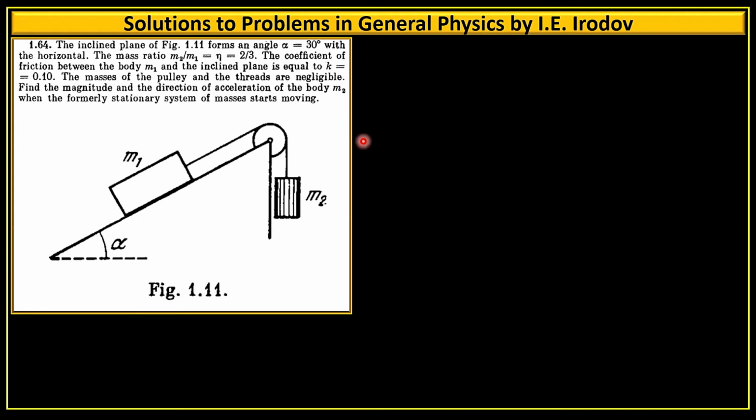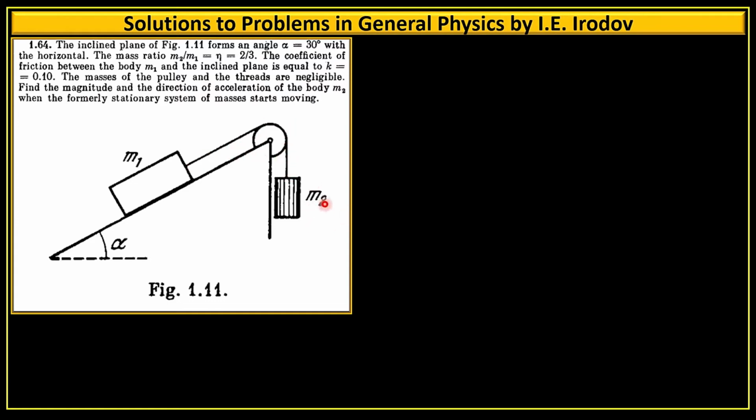Hello students, let's see this question of Irodov, question number 1.64. The question states there is an inclined plane in figure 1.11 having angle alpha 30 degree with the horizontal. There are two masses m1 and m2 and the ratio m2 by m1 is eta, 2 by 3. The coefficient of friction between m1 and the inclined plane is k equal to 0.10. The masses of the string and the pulley are negligible.